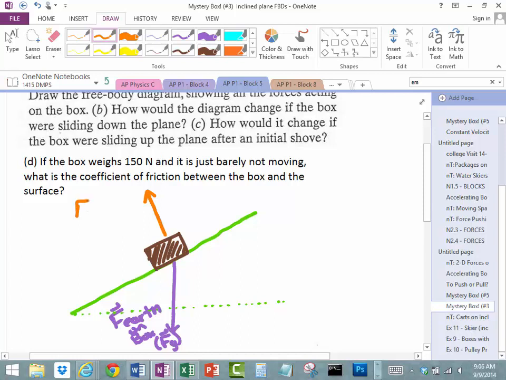So that's going to be the force of the surface on the box. It is perpendicular, so that reminds us that it's a normal force. Fantastic. Now, I'm going to pause us there for just a minute. If those are the only two forces acting, would this be at rest?